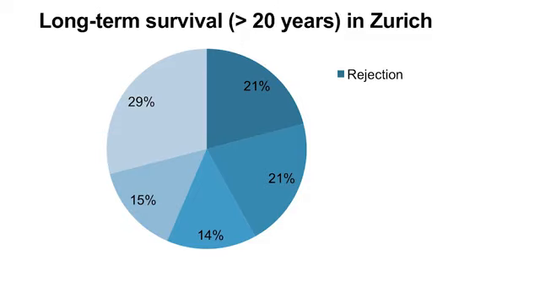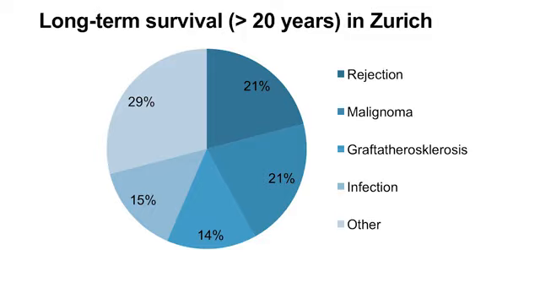Which are the factors for success in heart transplantation? We have many patients transplanted longer than 20 years in Zurich who are alive. But patients may die due to rejection. They may die of malignant disease, about 20% each. They may die due to graft atherosclerosis, around 15% of these patients have it, or they can die due to infection.